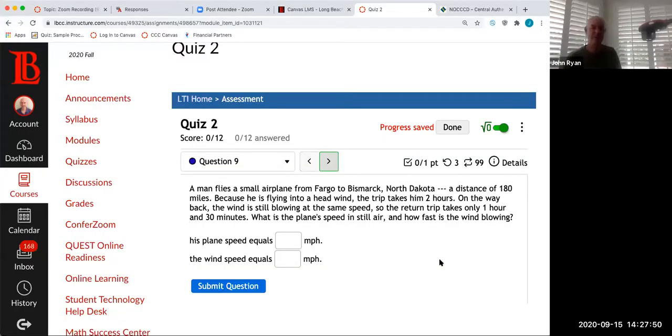So we have a man flies a small airplane from Fargo to Bismarck, North Dakota, a distance of 180 miles. Because he was flying into a headwind, the trip takes 2 hours. On the way back, the wind is still blowing at the same speed. So the return trip takes only 1 hour and 30 minutes. So what is the plane's speed in still air, and how fast is the wind blowing? So if you'd like to take a screenshot of that, I'm going to go back to my paper.